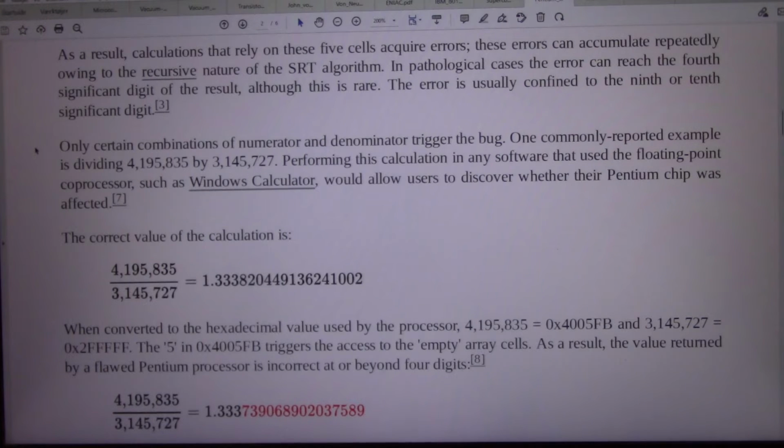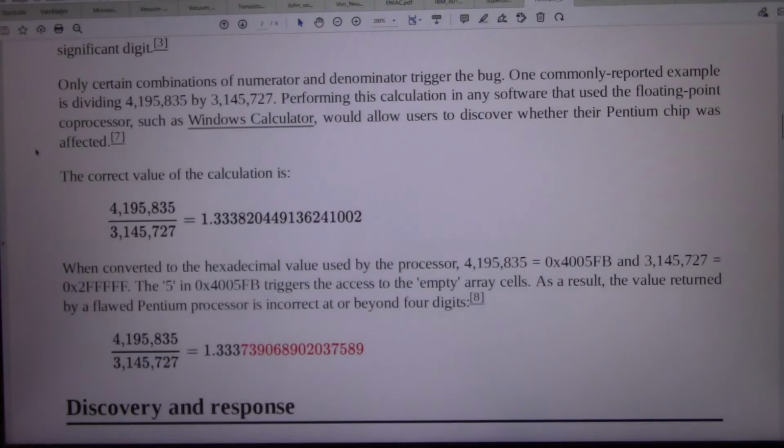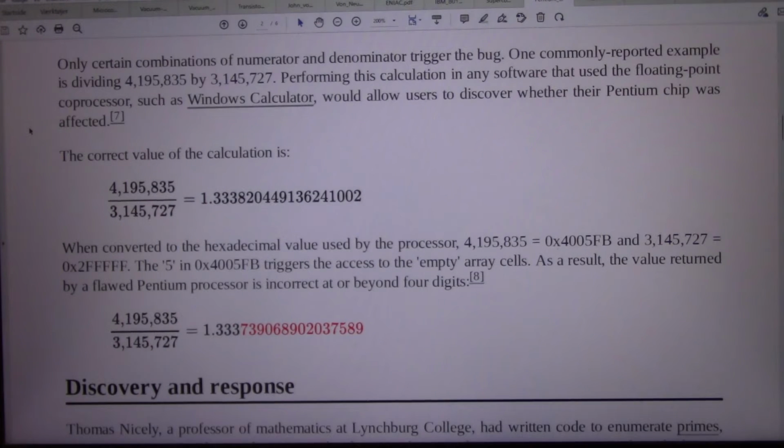One commonly reported example is dividing 4,195,835 by 3,145,727. Performing this calculation in any software that used the floating point coprocessor, such as Windows Calculator, would allow users to discover whether their Pentium chip was affected.